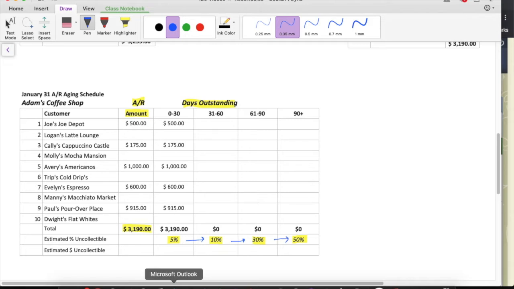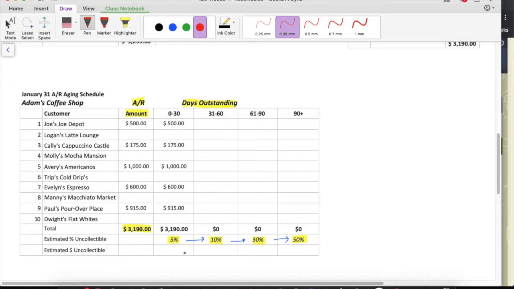Because again, the longer somebody's owed us money, the less likely we believe we are to collect from them. And so at the end of January, I've only got one category that has any values in it. And so I'm going to record my entry here.